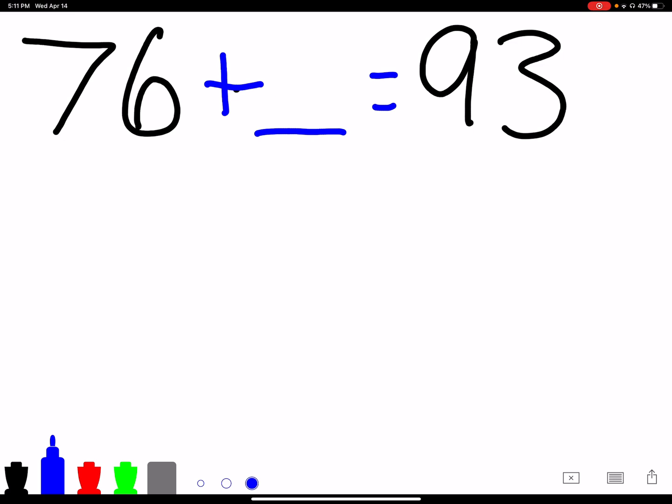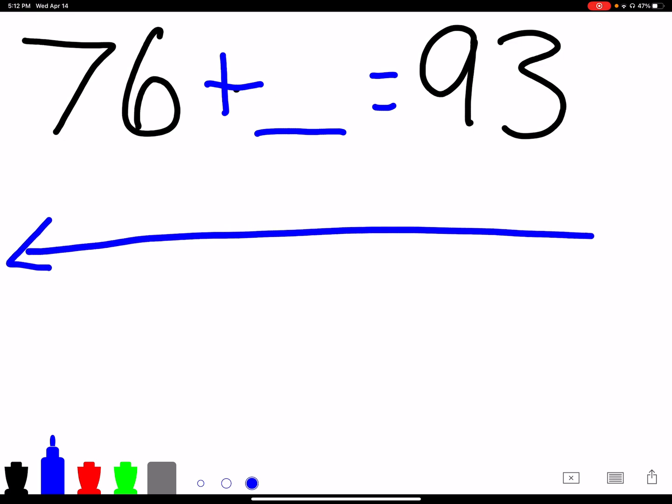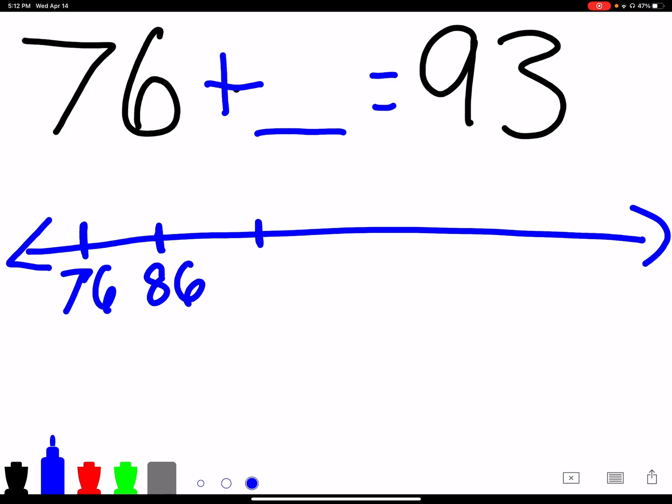So you could subtract by starting with the ones place and work your way to the higher place values. Or what I think would be the best way to solve this problem is to go to the number line. So I'm going to go here. Okay, and I'm going to put 76 right here and count by tens. 86, and then let's see, I'm going to pause on 90, and then 91, 92, and 93.